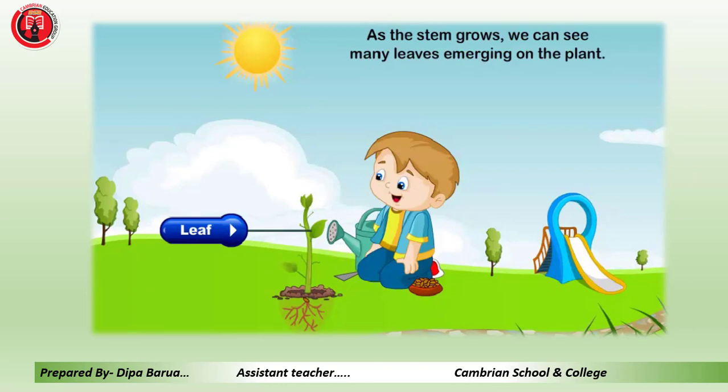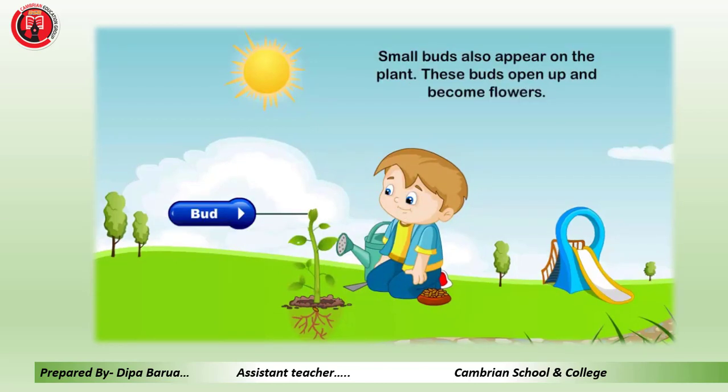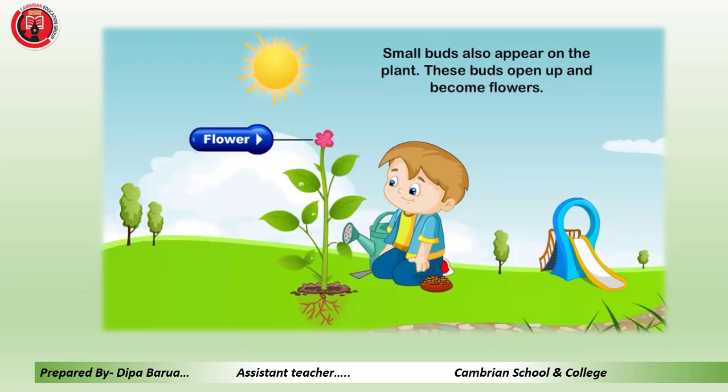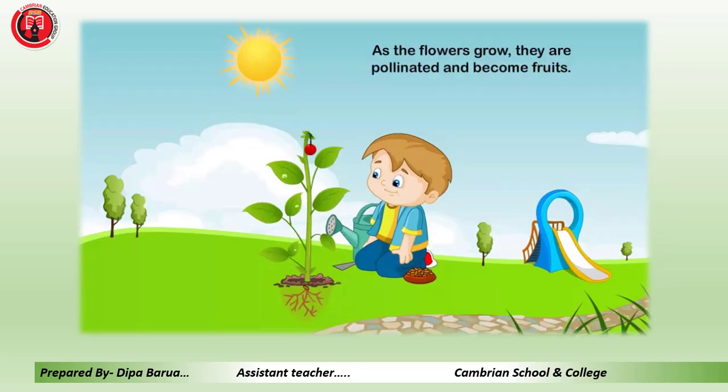Now comes the leaf. As the stem grows, we can see many leaves emerging on the plant. But small buds also appear on the plant. These buds open up and become flowers. Oh, it's a flower plant. And as the flowers grow, they are pollinated and become fruits.